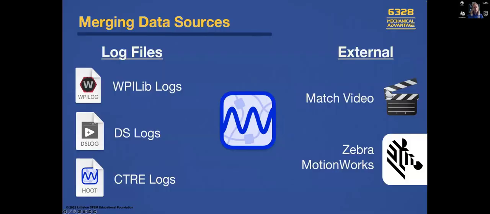Now, everything that we've talked about thus far involves using a single log file or a single source. But there are lots of potential sources of data that we're interested in. Those include log files of different forms, WPILib logs, driver station logs, CTRE logs, and external data sources like Match Video and Zebra MotionWorks. All of these sources need to be loaded and synchronized. And AdvantageScope can do all of that automatically. So there's no need to manually sync up log files or switch between viewers to understand all of this data.